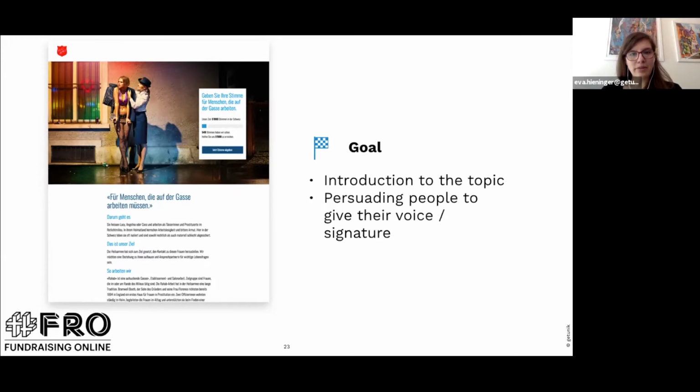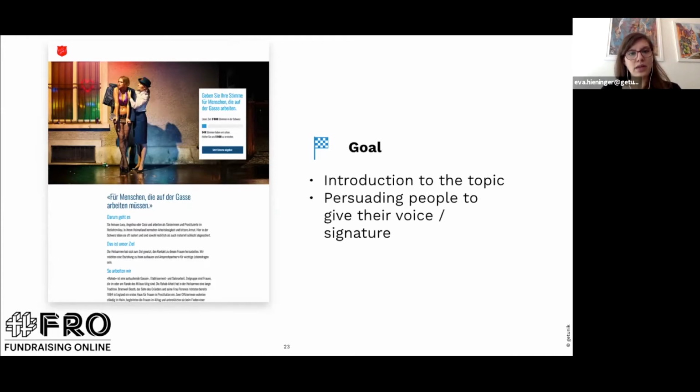A really important point here is that Salvation Army obviously is not really a political organization. They don't collect signatures and then go to a politician to do policy. So we converted the petition functionalities into a pledge. So it was more "give your voice for people who work on the streets" than "hey, we want to achieve this and that policy goal."